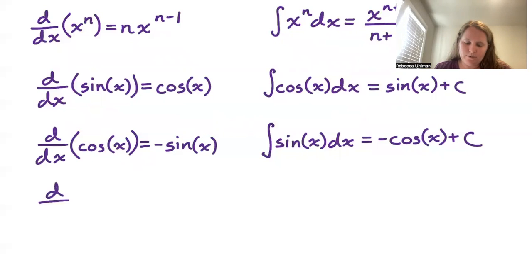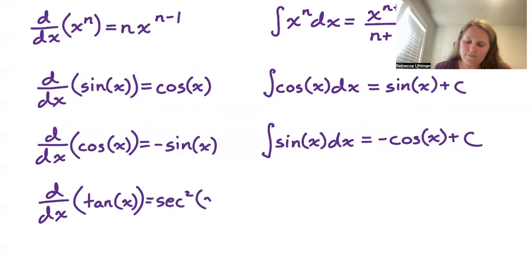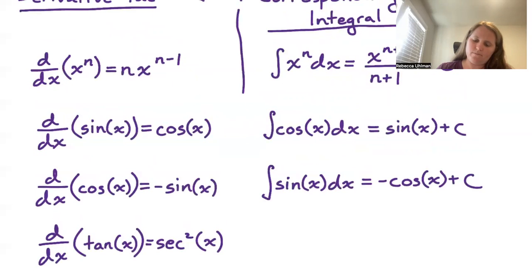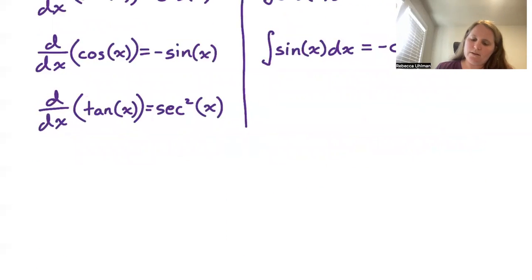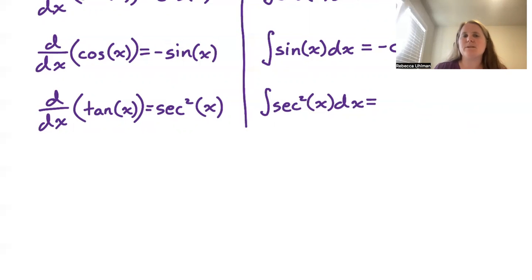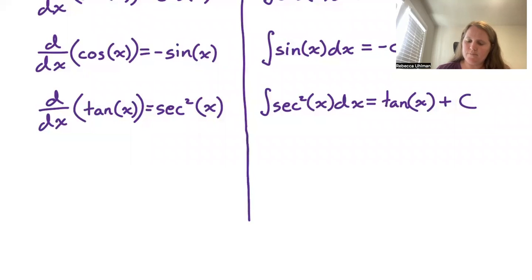Next up, we have our derivative of tangent of x, which was secant squared x. So the corresponding integral is the integral of secant squared of x dx is tangent of x plus c. Remember, integral secant squared x was tan x plus c.